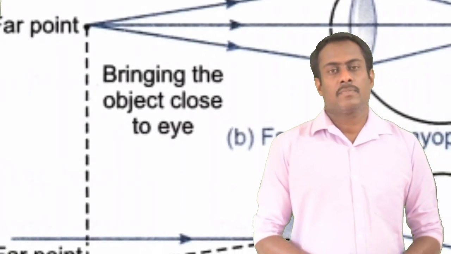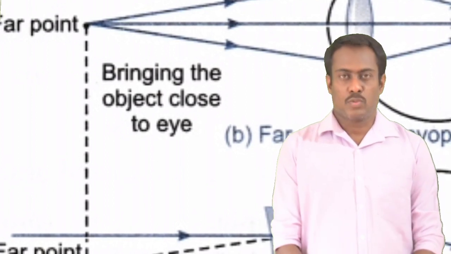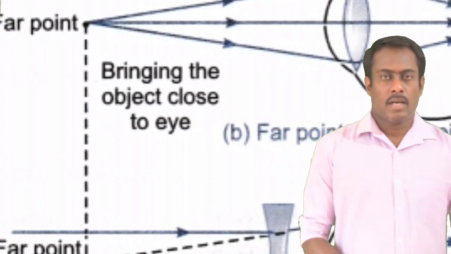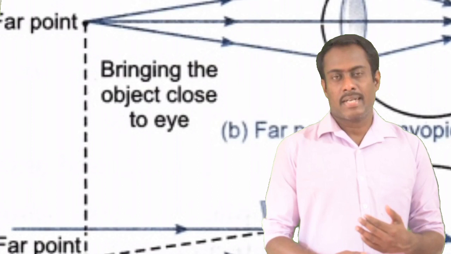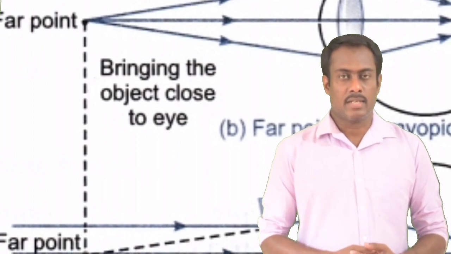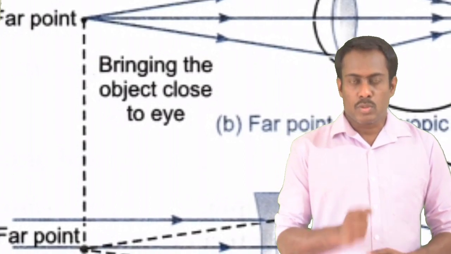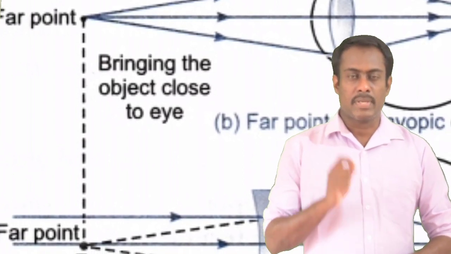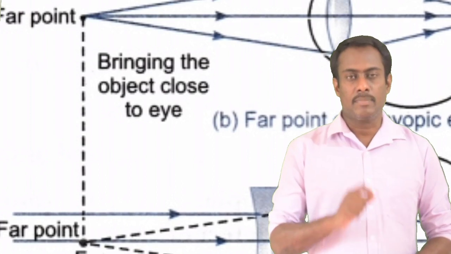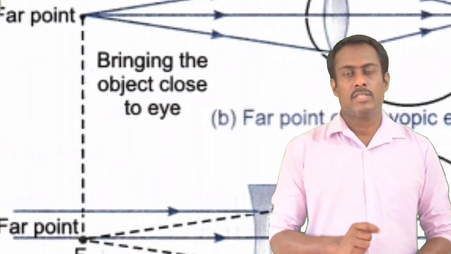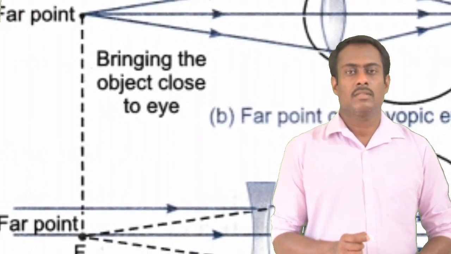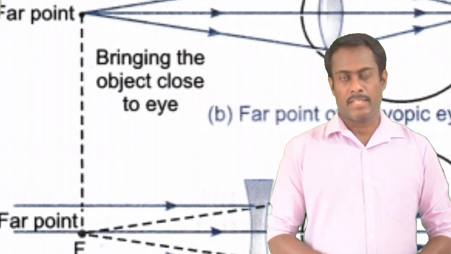There are different defects of vision, and here we are going to see three defects of vision. The first one is myopia. Myopia is also known as nearsightedness. That means a person can see the nearby objects clearly and far objects not clearly.